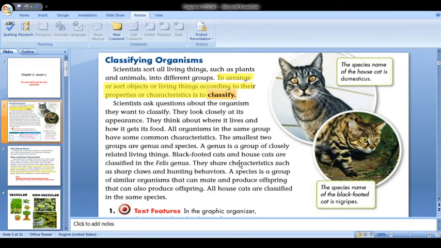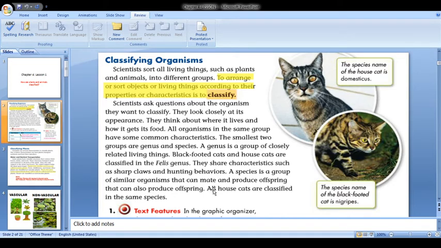Okay, what else are they saying? They made some other group that is called species. A species is a group of similar organisms that can mate and produce offspring. So scientists made another group and they named this group species. A species is a group of similar organisms. They put all the animals that can make babies in this group.